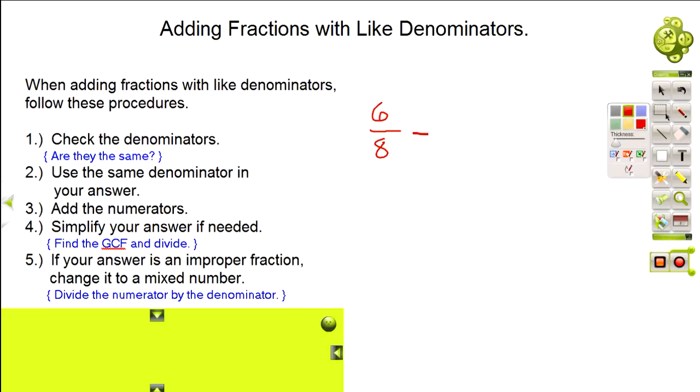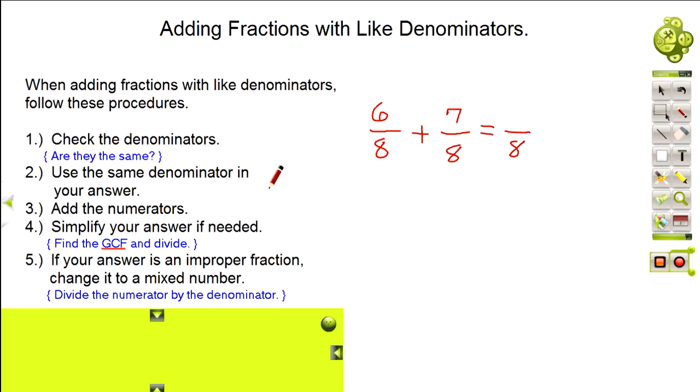Six eighths plus 7 eighths. Step 1, we check our denominator. They are the same.